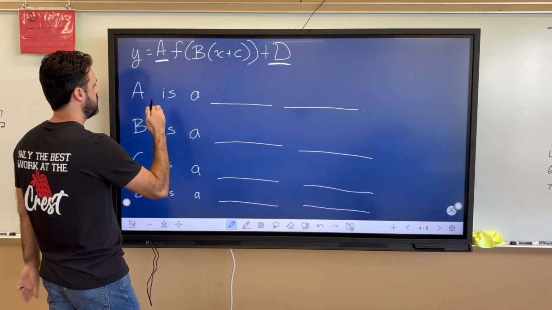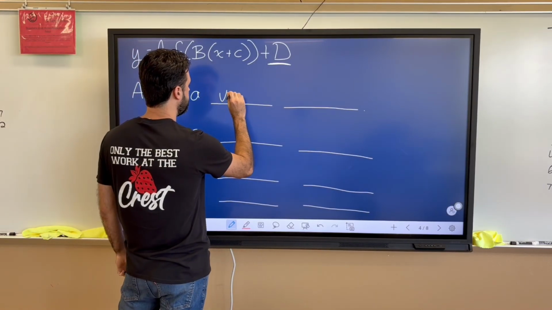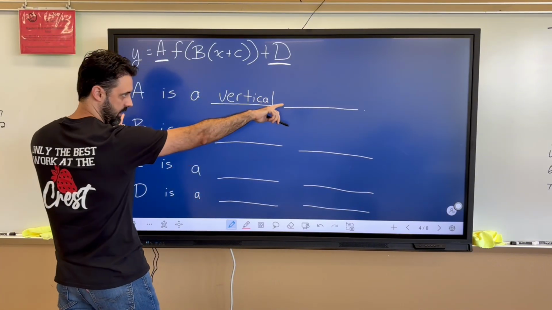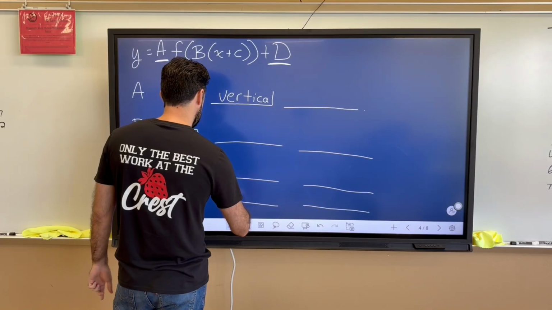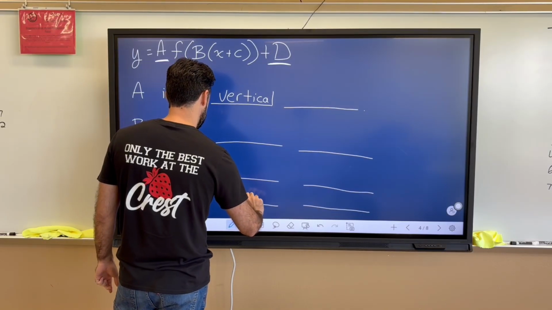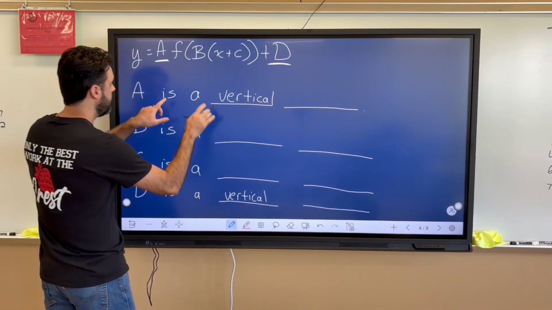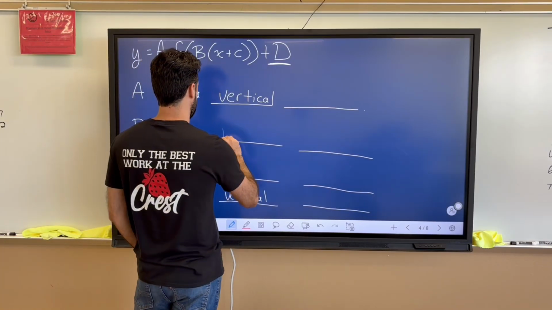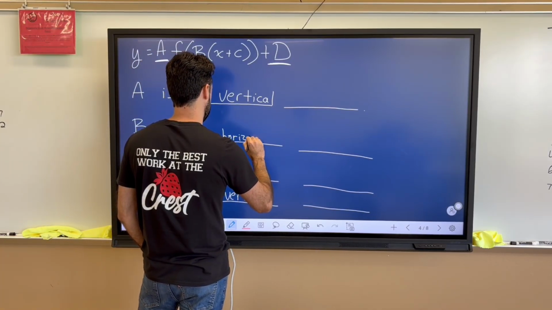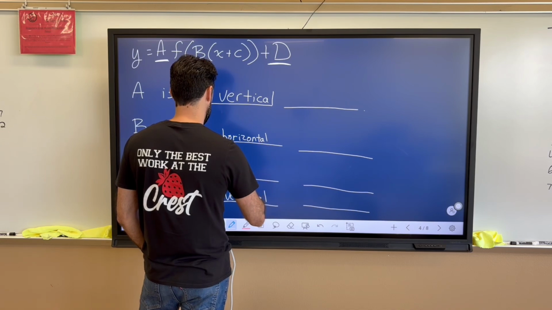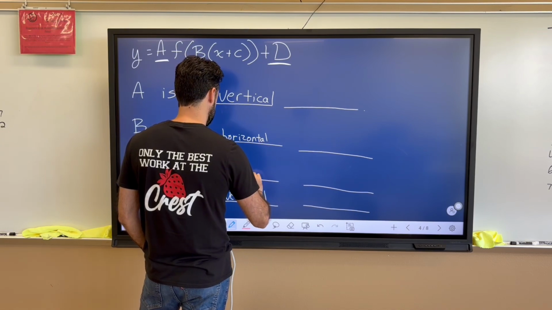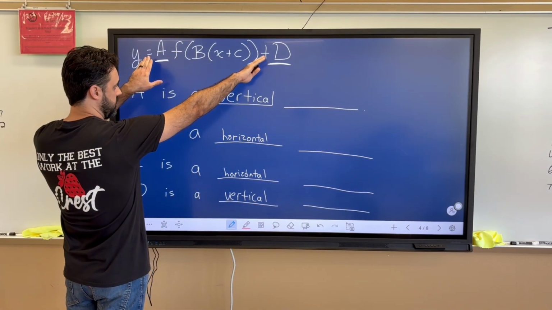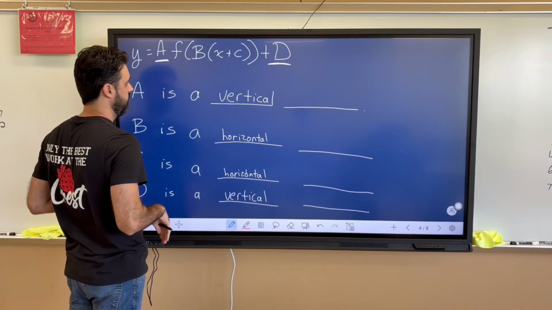We've got a function f of x, and we've got four transformations on that function: a, b, c, and d. We're going to start with the two that are outside of f of x. Those two transformations are both going to be vertical. So a is vertical, and d is also vertical because they're on the outside. The two on the inside of the parentheses, b and c, are both horizontal transformations. Again, the two on the outside are vertical and the two on the inside are horizontal.